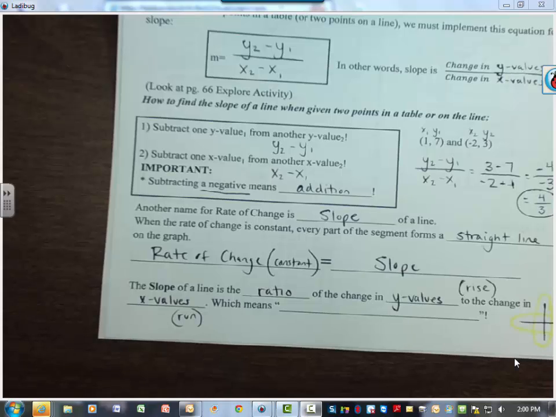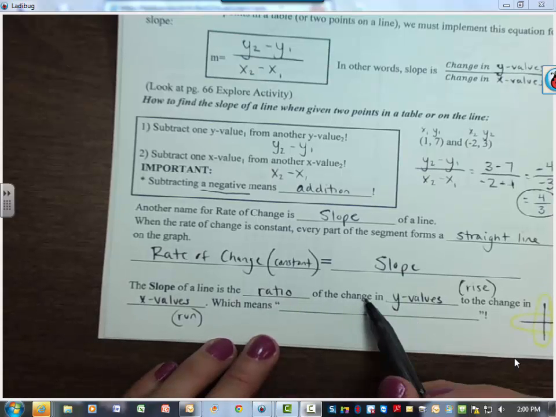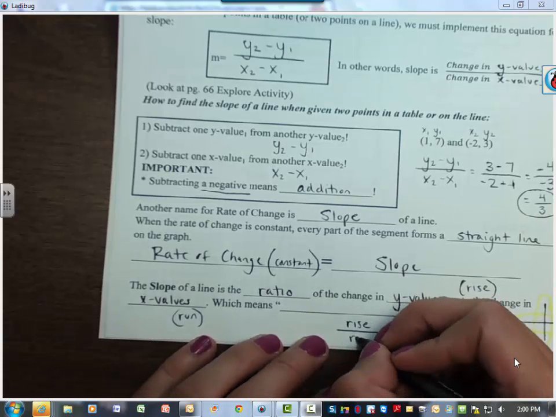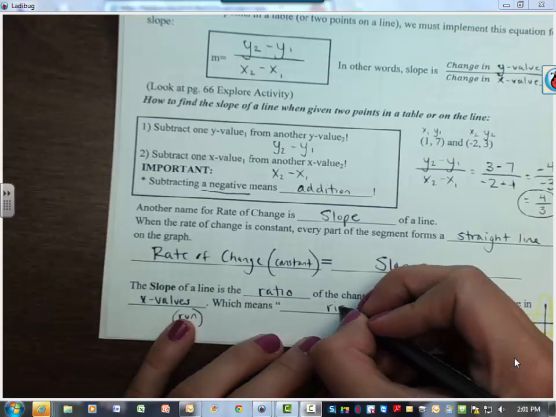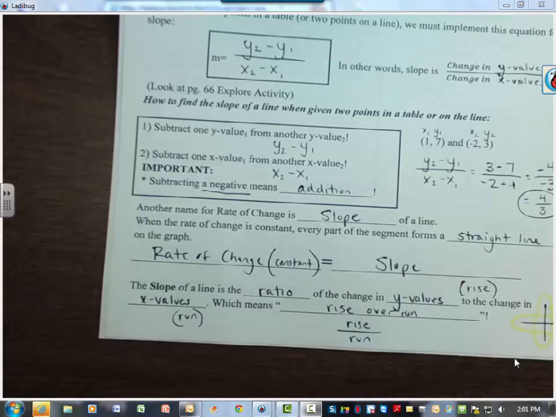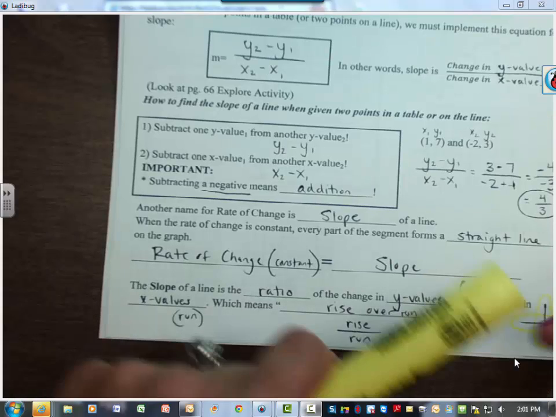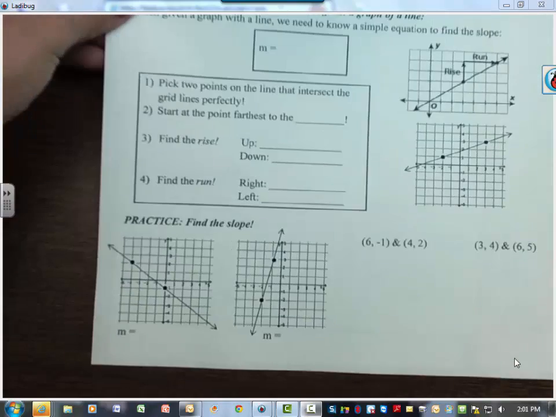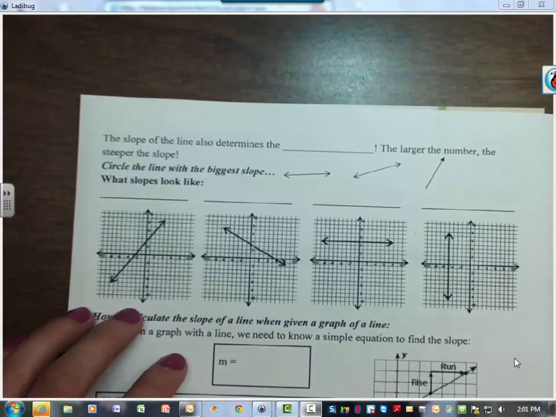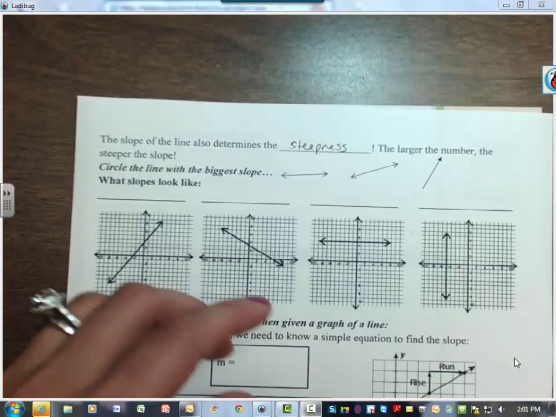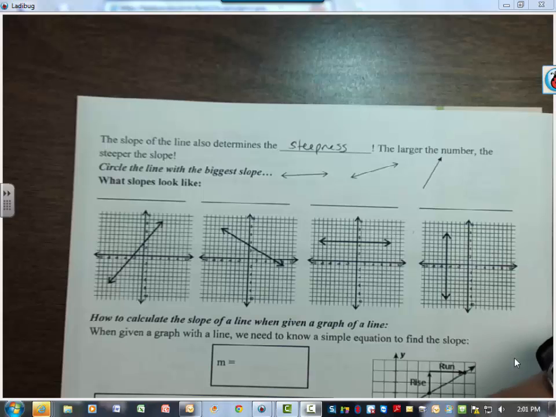So what this means is, if we're looking at the ratio of our change in y values, which is our rise, the ratio would be rise over run. And that's exactly what our equation is to figure out the slope from a line on the graph. Okay, another thing that the slope determines is the steepness. We're going to go into this a little bit more later on, but the larger the number, the steeper the slope. So go ahead and take a second to circle the line of the bigger slope.